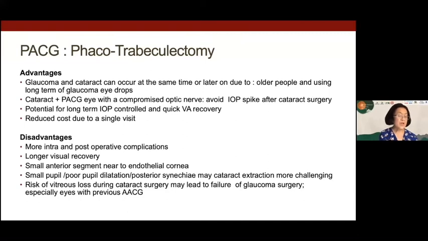surgeon will face difficulty doing the surgery, such as a small anterior segment which is near to the corneal endothelium. There is also a small pupil or poor pupil dilatation. Posterior synechia make cataract extraction more challenging. So, risk of vitreous loss during cataract surgery may lead to failure of glaucoma surgery.